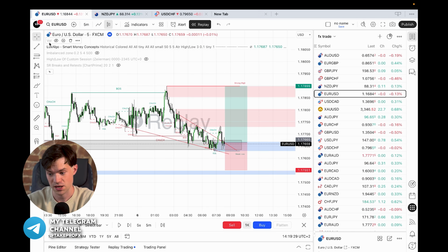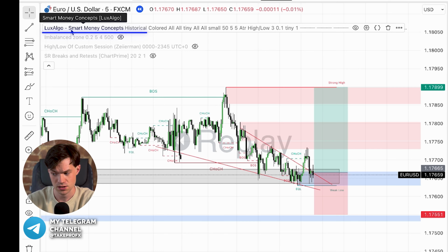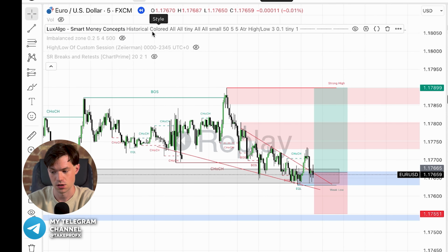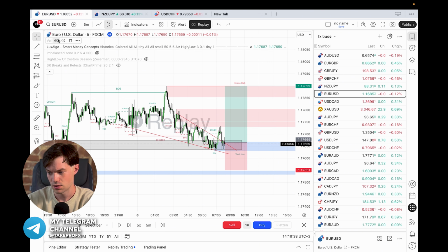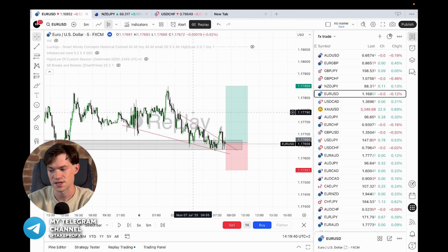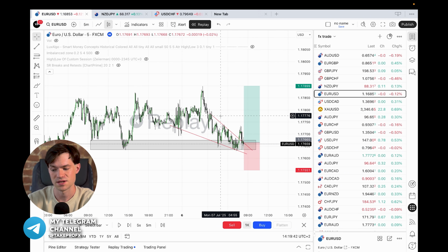I have this zone marked with a LuxAlgo indicator, which is called Smart Money Concept. You can add it through the indicator panel. Write the name here. In fact, this indicator highlights all the necessary zones very well.